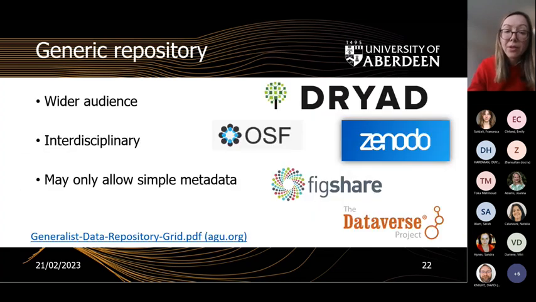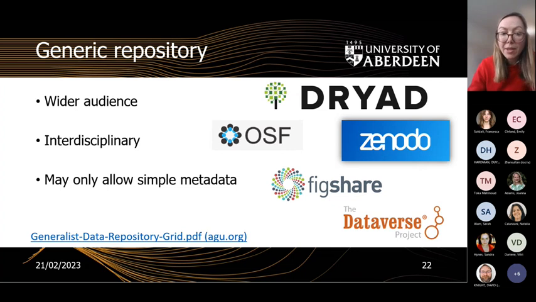Then there are a whole range of generic repositories now, and the more well-known ones like Zenodo, OSF, Figshare are obviously out there online and will attract a wider audience. They're interdisciplinary, but they probably allow slightly simpler metadata than your disciplinary-specific ones.